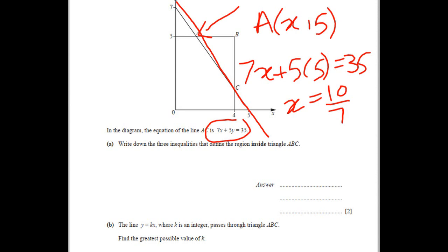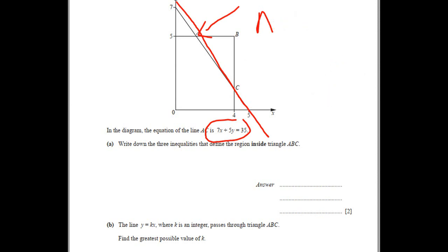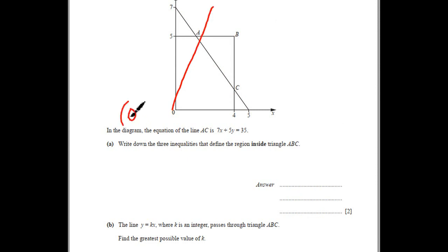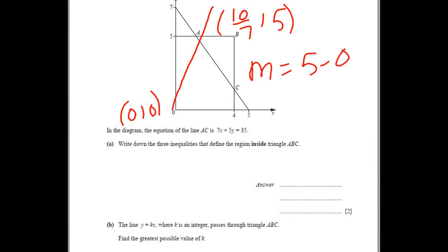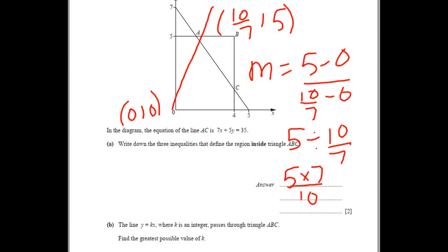Alright, now we'll use that. Again, I'm trying to find the slope of this line where this point is 0, 0 and this point is 10 over 7, 5. For slope, I'll apply the formula y2 minus y1 over x2 minus x1. So this becomes 5 divided by 10 over 7, which becomes 5 times 7 over 10, which becomes 35 over 10, which is 3.5.